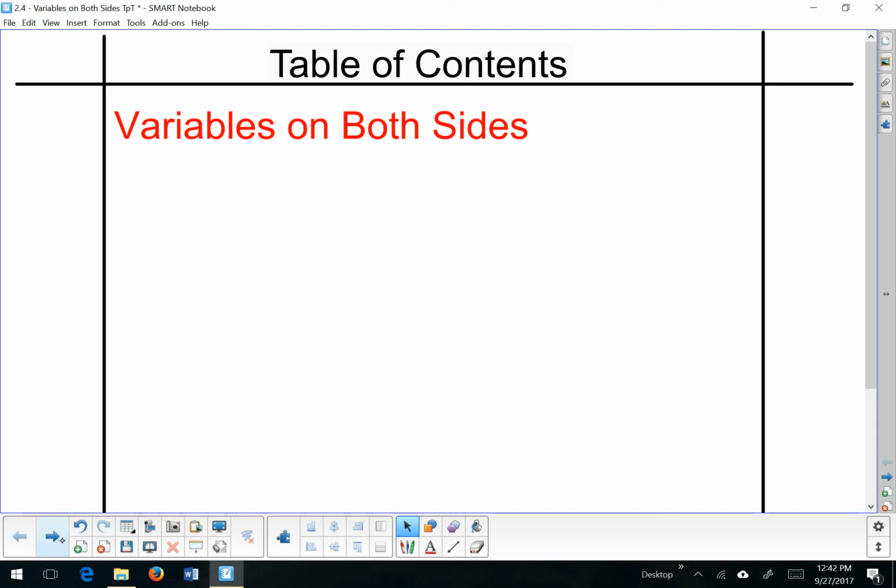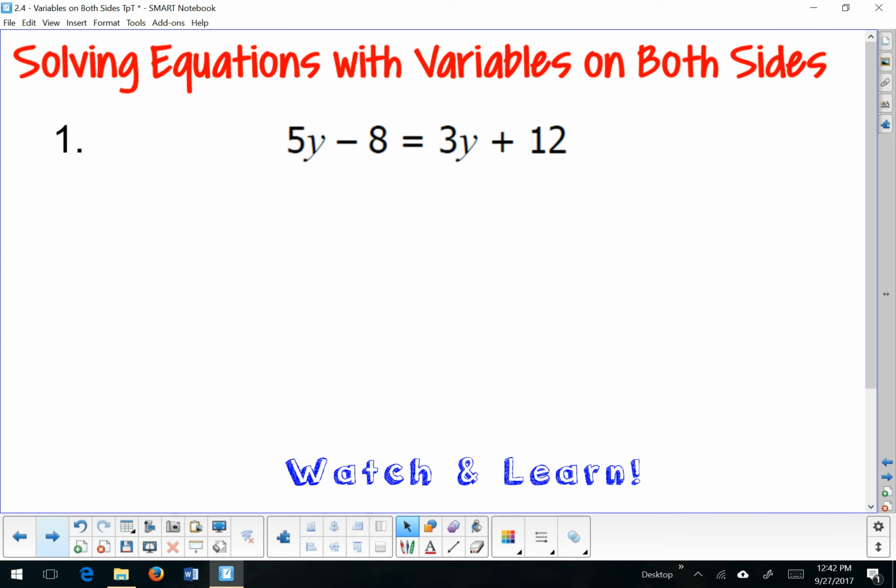You try some on your own. Example number 1. Just watch and learn as I solve this equation with variables on both sides.